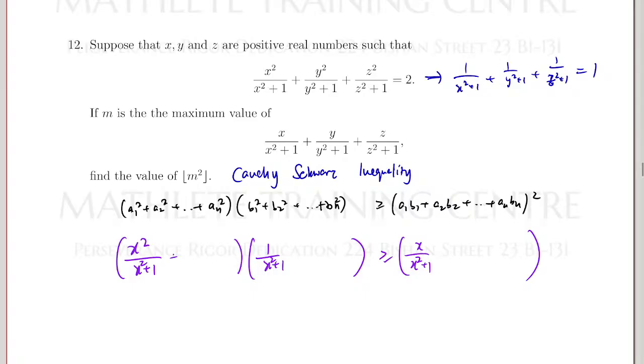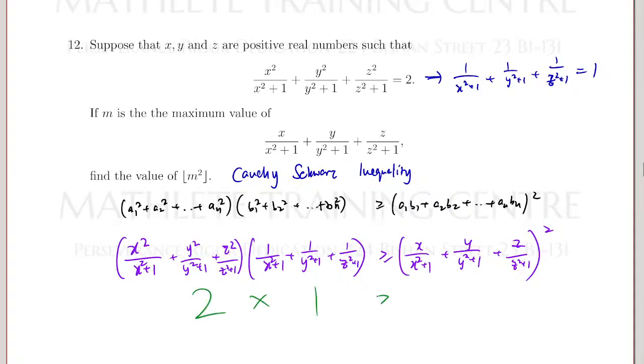Okay, so same thing for the rest. If I have y squared over y squared plus 1 together with 1 over y squared plus 1, the geometrical mean is y over y squared plus 1. And same thing for the last expression. And then we're done because 2 times 1 is at least m squared. Finish.